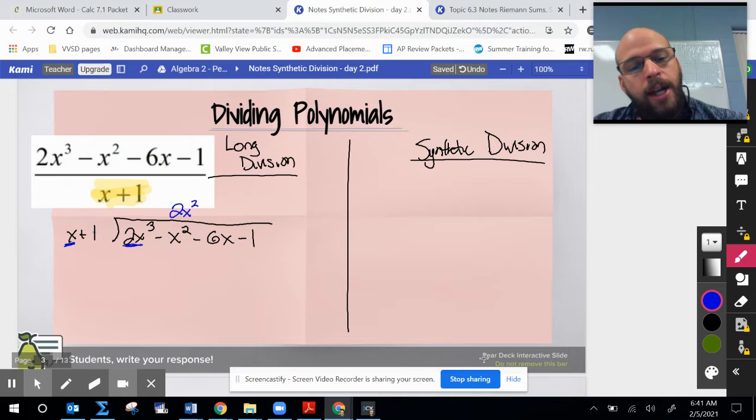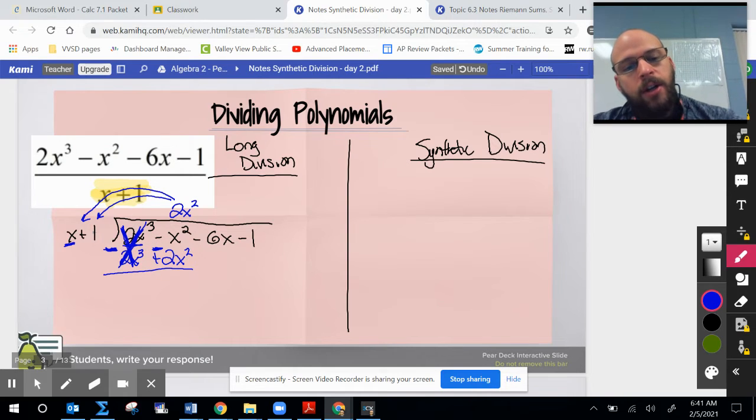So I need to multiply x by 2x squared in order to turn it into a 2x cubed. Now I take this number on the top and distribute it to both terms. So 2x squared times x is 2x cubed. 2x squared times 1 is 2x squared. And then I am going to subtract. Now here's where you have to be very, very careful. On the very top, I have a negative 1x squared minus 2x squared, and that is going to give me a negative 3.